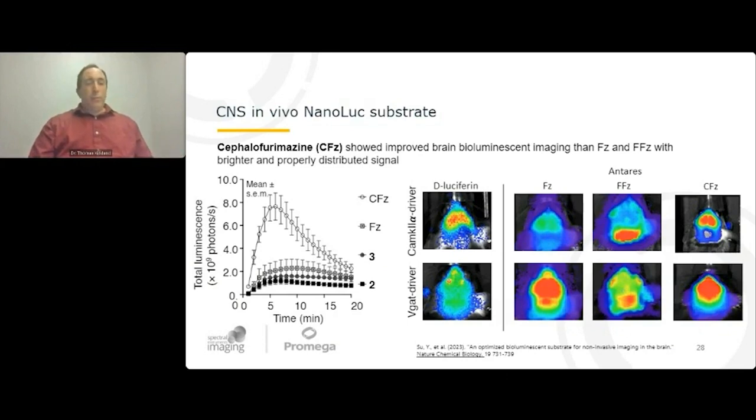So I've talked quite a bit about peripheral imaging with fluorofuramazine. I want to mention a little bit about the brain. So in brain imaging, it was found by our research group that fluorofuramazine, while it does penetrate the brain, has odd distribution and isn't as bright as we would expect within the brain. And so we found a different analog, which we're calling cephalofuramazine, which shows bright, even distribution throughout the brain. And that can be seen in these two images, which are from two different protein drivers of Antares within the mouse brain. And so this substrate shows good distribution and allows a strong signal coming from the Antares, which is present in the brain, wherever it is in the brain. And so this is the substrate that we are recommending for CNS use.